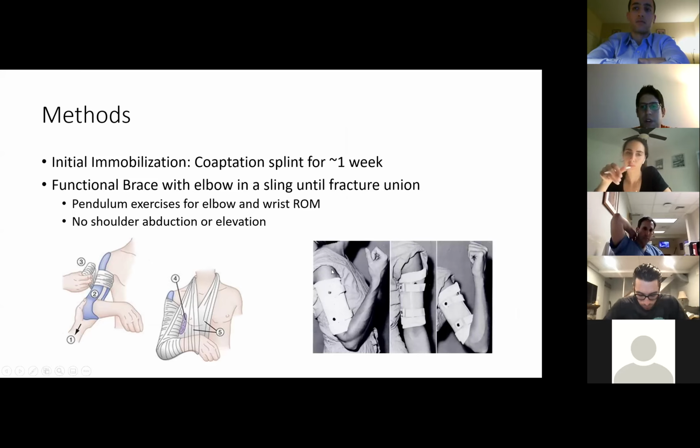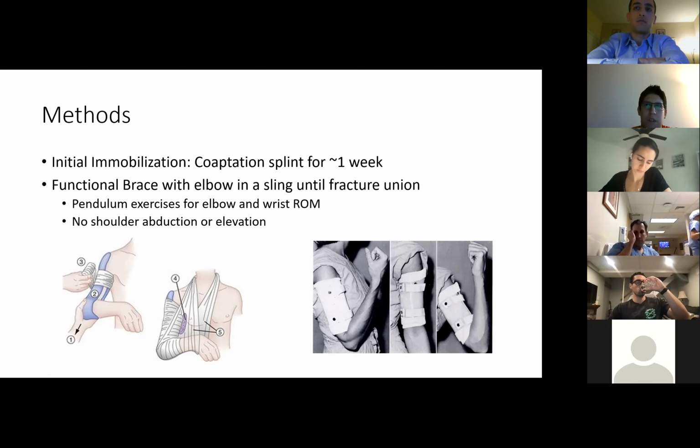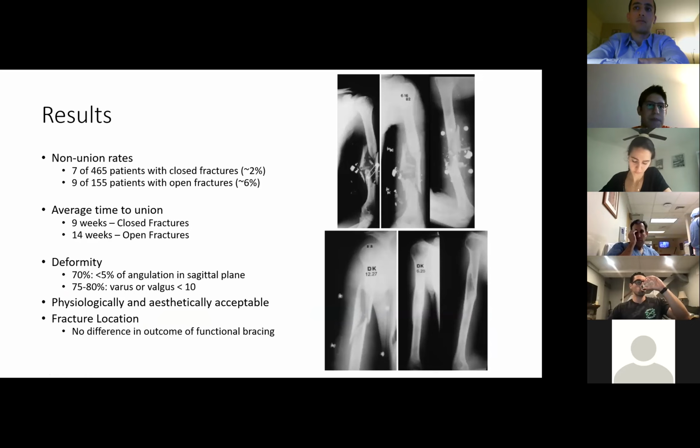And as I mentioned before, it gives you full range of motion at the elbow and at the shoulder. When they put them in this functional brace, they taught them how to use pendulum exercises to limit the atrophy that patients would have, because they would still be able to move their elbow and their wrist. And importantly, they taught them not to abduct or elevate their shoulder because that could reduce the anatomical reduction of the fragments and would increase the angulation of the fragments.